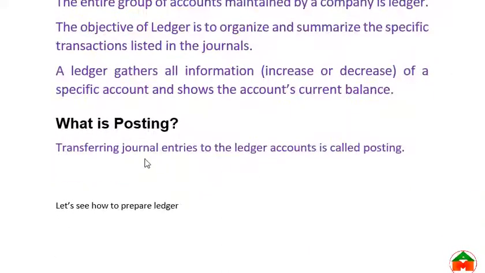Now we are going to see what is posting. Transferring journal entries to ledger accounts is called posting. That means whenever you are transferring the journal to the ledger accounts, it is called posting.